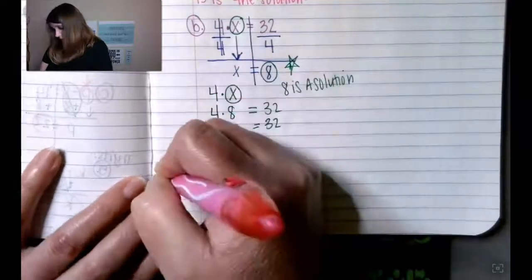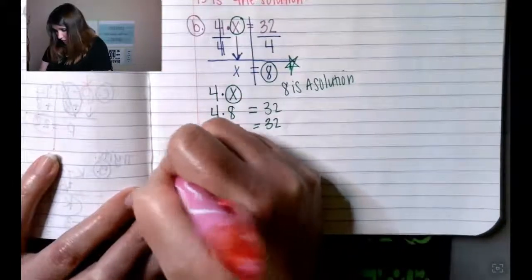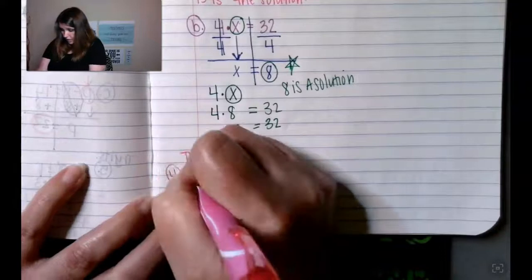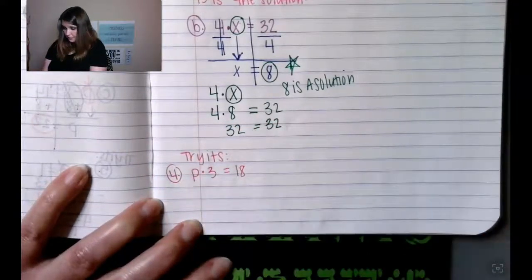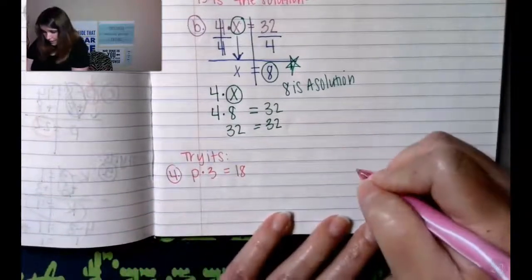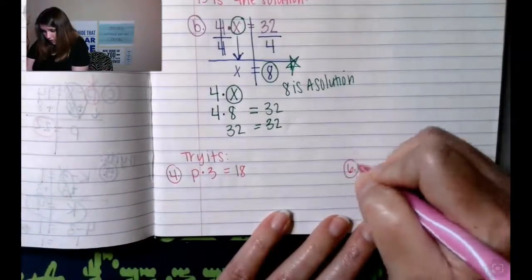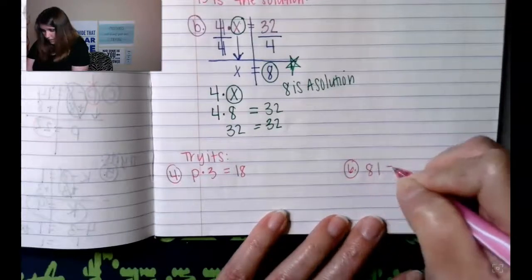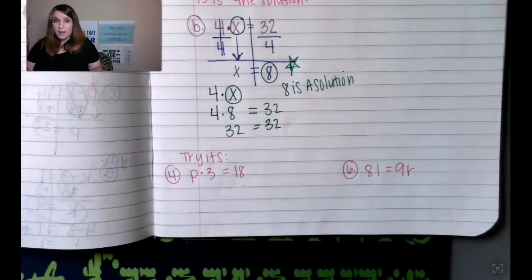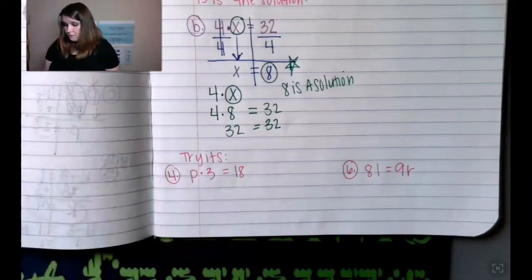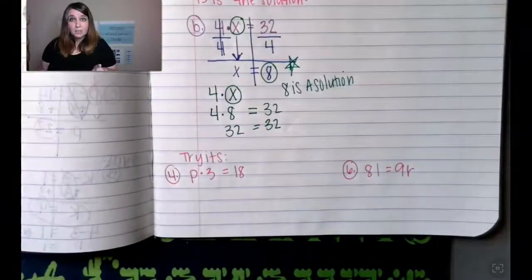All right, the try-its. This is try-it number 4 if you were looking in your book. Try-it number 4 says P times 3 equals 18. So go ahead and try to solve that one. And then try-it number 6. Try-it number 6 says 81 equals 9R. Okay, pirate math. We love pirate math. Okay, go ahead and solve both of those, but first hit pause so that you don't hear me solving them first. So hit pause so that you can check your own understanding.